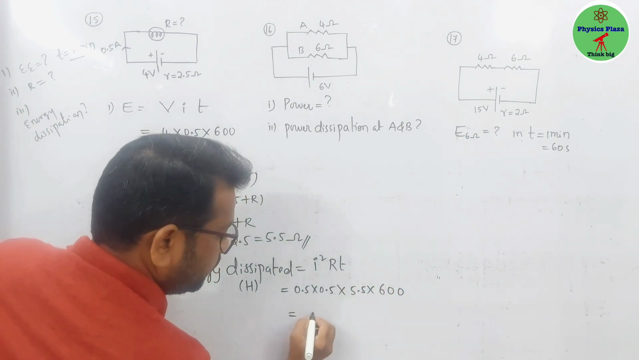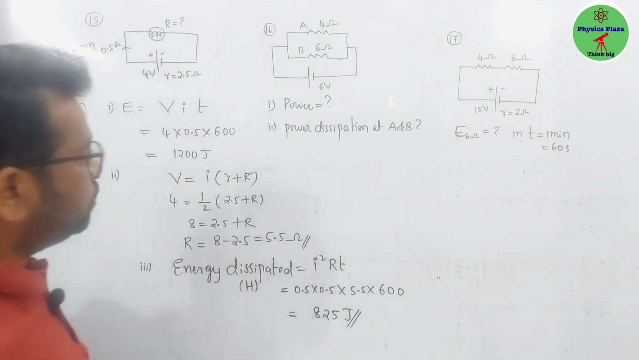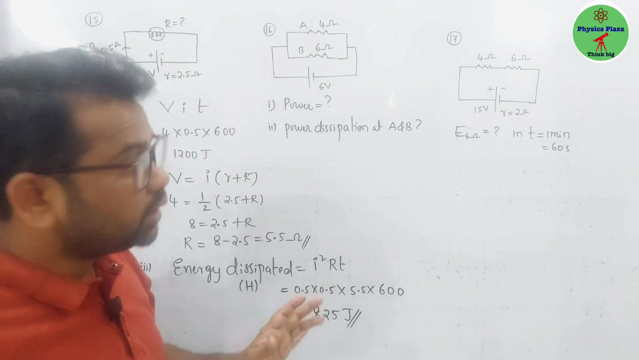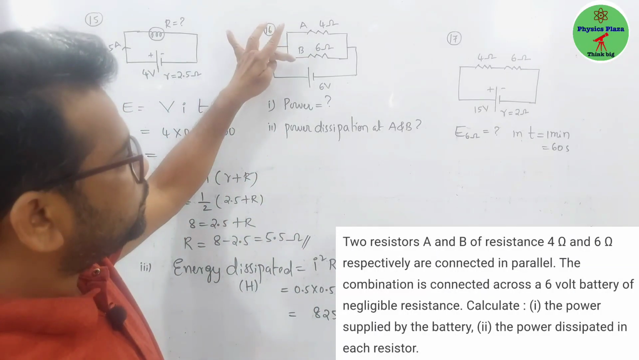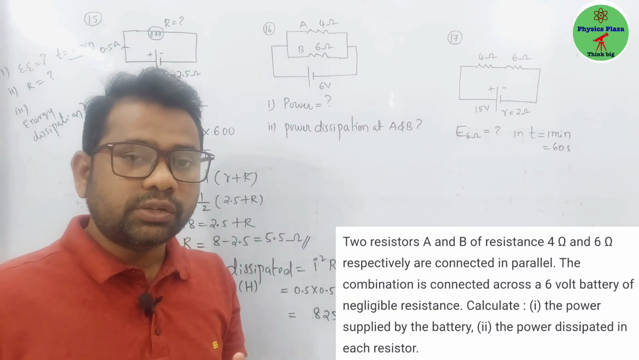So this, if you can simplify, you will get 825 joules. This is how we can calculate. Clear? Fine. Come to the 16th numerical. As per the numerical, two resistors are connected in parallel. Then they are connected to the battery of 6 volt. Then they are asking us to calculate the power.